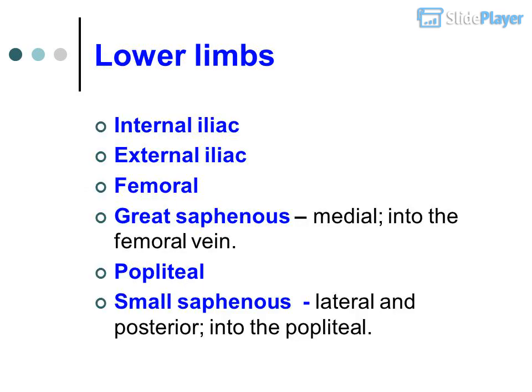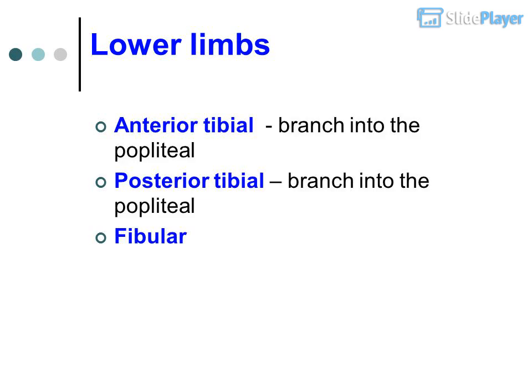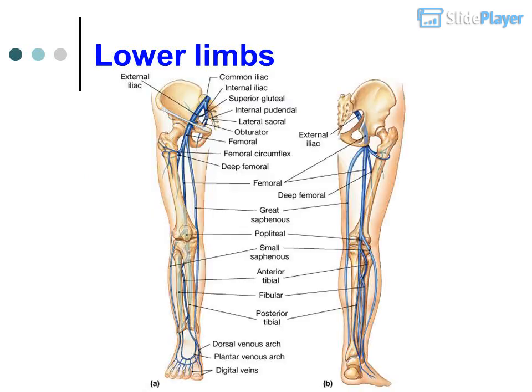Lower limbs. Internal iliac, external iliac, femoral. Great saphenous, medial, into the femoral vein. Popliteal. Small saphenous, lateral and posterior, into the popliteal. Anterior tibial, branch into the popliteal. Posterior tibial, branch into the popliteal. Fibular.